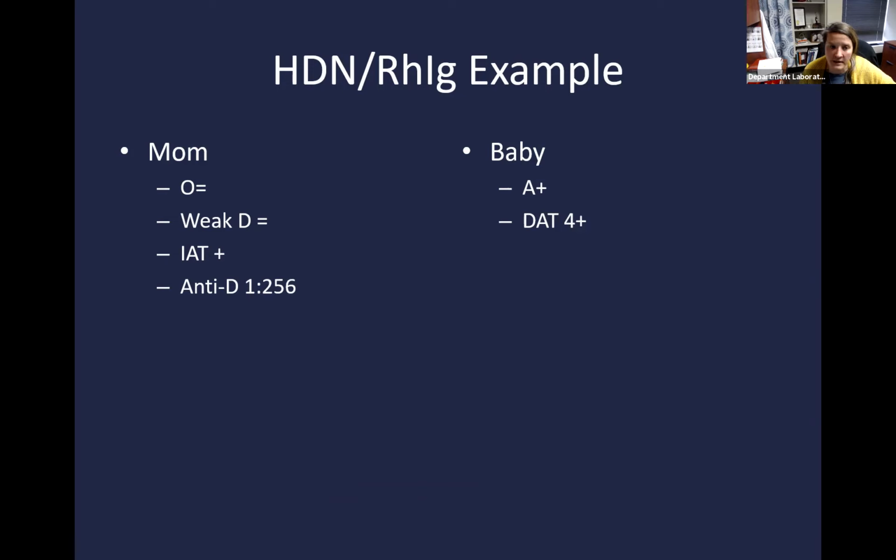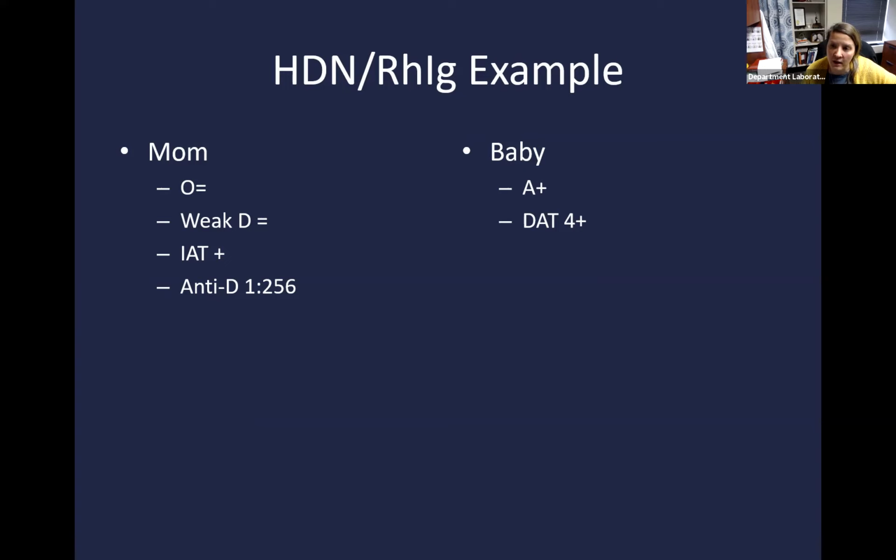All right, so here's another example. Mom is O negative, weak D negative. So mom is O, so we do have the potential for ABO incompatibility there, but also her IAT is positive, so we do have the presence of an antibody. And then the panel identification reveals anti-D, which is titered at 256, which is very high and very clinically significant.